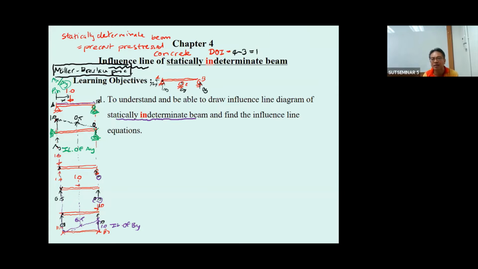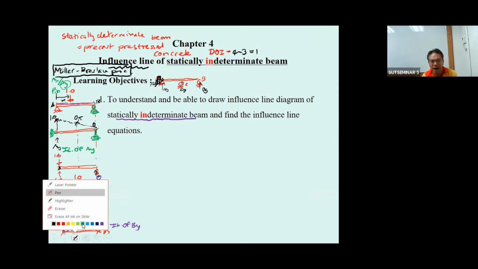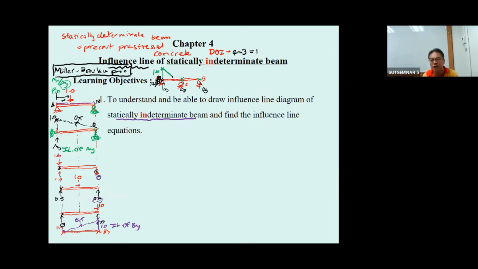Okay, you just release the resistance of A sub y, and then you let the A sub y push this one into the 1.0 unit, and then this is fixed, this is fixed. The beam will deflect like this. The same thing, if you have the beam like this, okay.